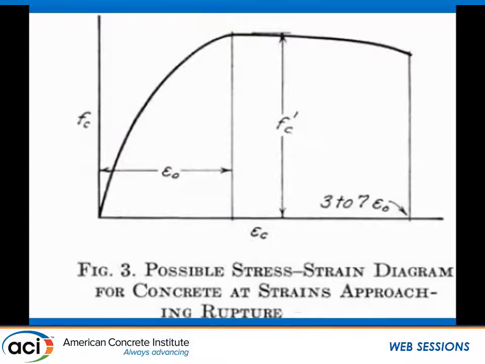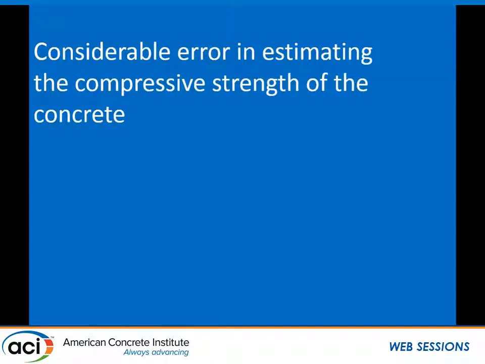It was a turning point because suddenly concrete was not linear, it was non-linear. And he talks about the limiting strain being as much as 7 times the strain at maximum stress. But never fear, his maximum stress strain was on the order of .002. So it wasn't very much.